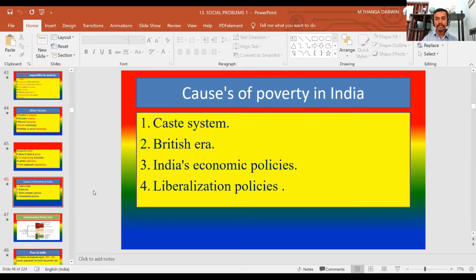Then other causes listed in India. Mainly, caste is the main cause: the lower castes are always living in poverty. The next cause is the British era, when some British government policies supported the upper sections and led the lower sections of the population to poverty. Then India's economic policies, liberalization policies. So these are the causes of poverty in India.